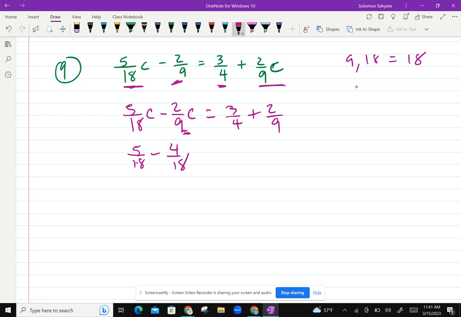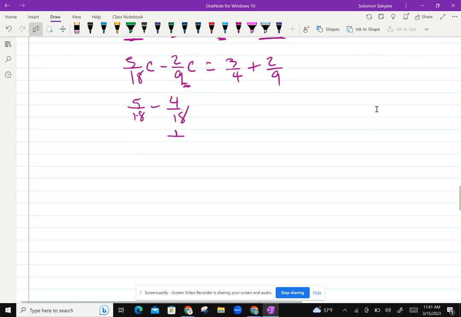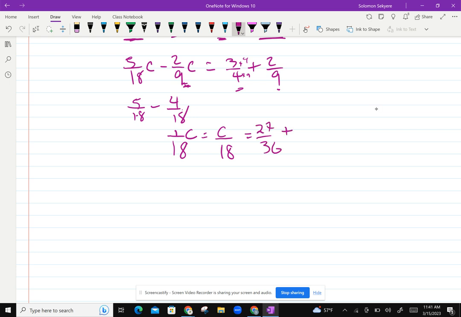Once I have the same denominator, I just subtract. So I have 1 over 18c, which is also the same as c over 18. On the right side, what is the LCM of 4 and 9? It's 36, right? So this is 9 times 3 is 27 over 36 plus 8 over 36, right?